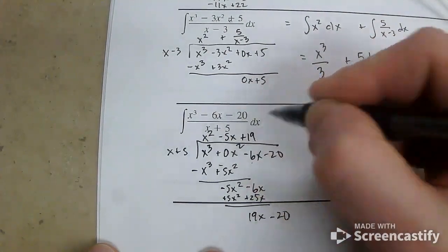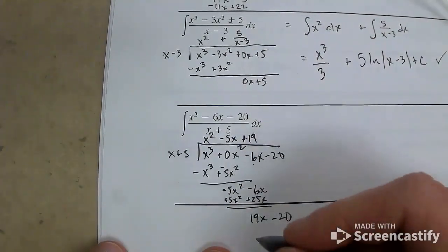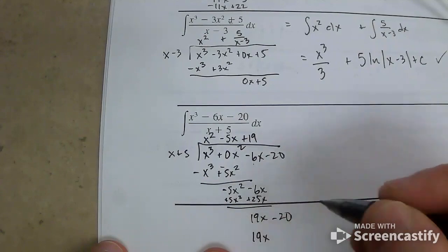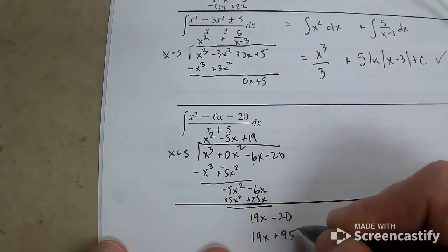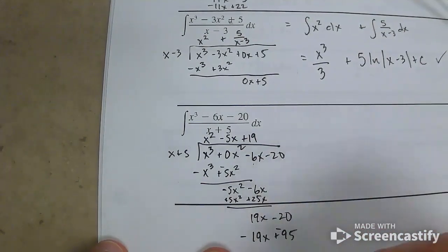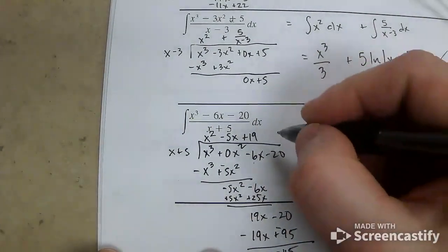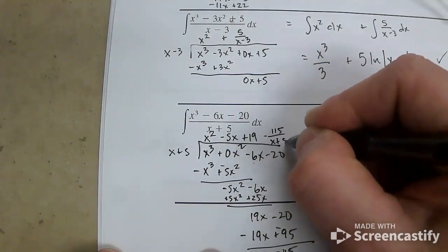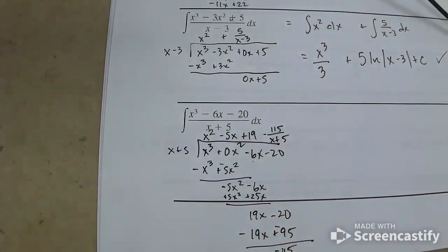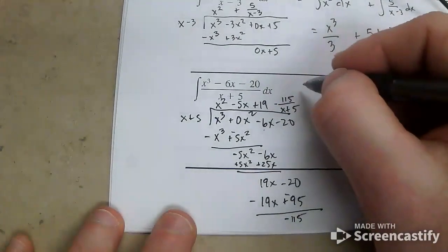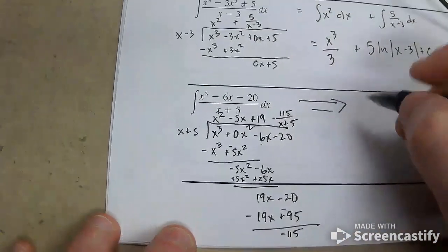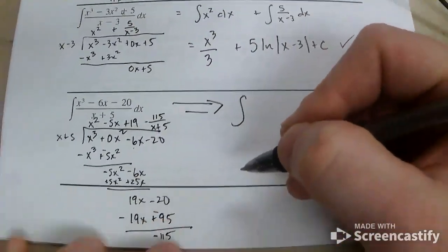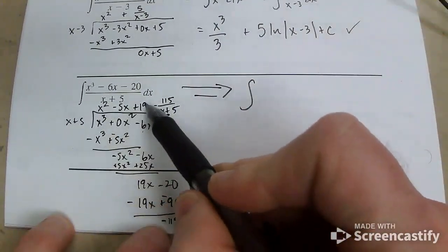So add the 19 here, because 19 times x is the 19x. So this will be 19x plus 95, which really ends up becoming minus 95. So you get negative 115 there. So that's going to be my remainder. Okay. And once we have that remainder, we can go ahead and rewrite this as the integral. And this is going to be my integrand.